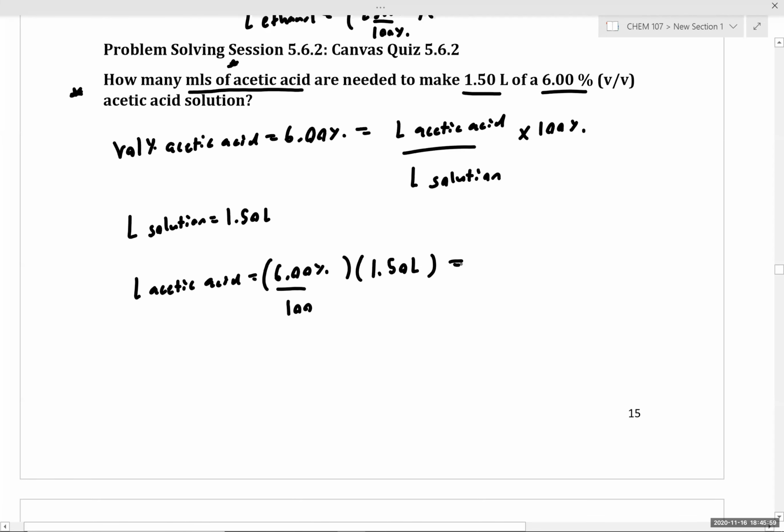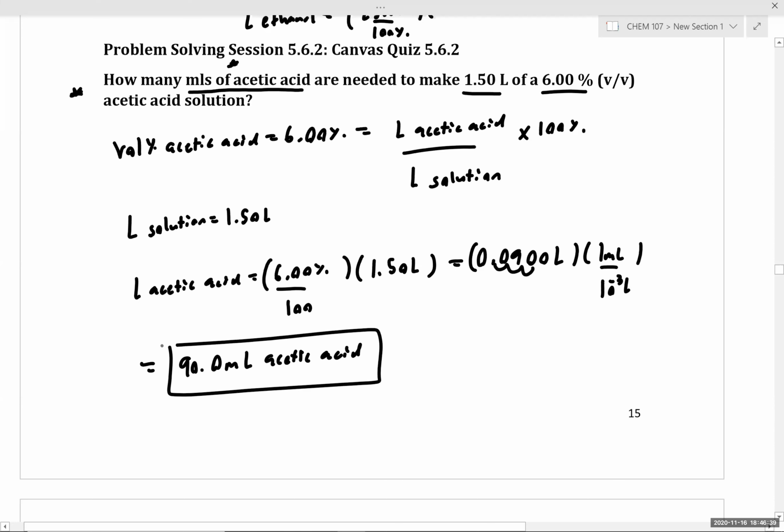Punching that into our calculator, that in turn gives us 0.0900 liters, sorry about that. And then we know that in 1 milliliter, there are 10 to the negative third liter. So punching that in, that gives us a final volume of 90.0 milliliters of acetic acid. Perfect.